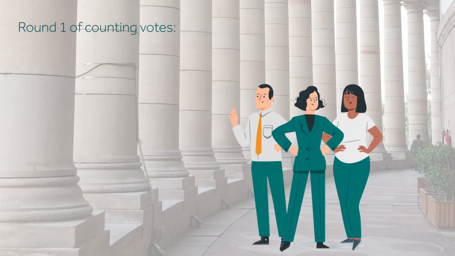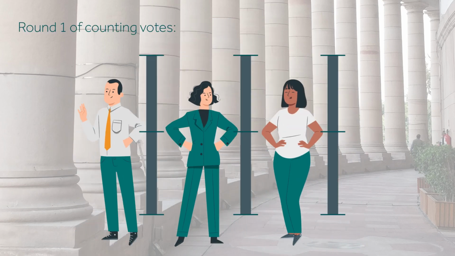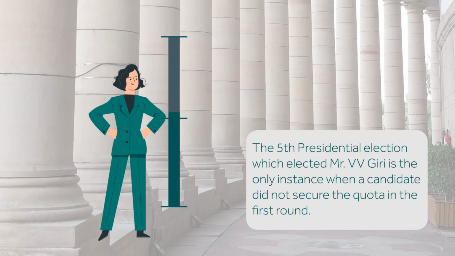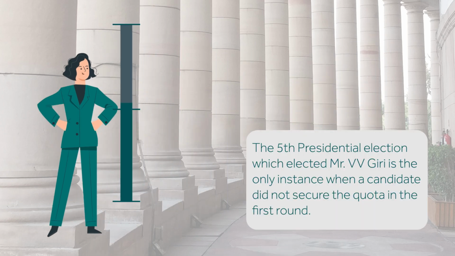Counting of votes is done in multiple rounds. In round 1, the first preference votes are tallied. If no candidate is able to secure the quota of votes in round 1, then the votes for the least likely candidate are transferred to the second preferences marked on each ballot. This process continues until a candidate secures the quota.